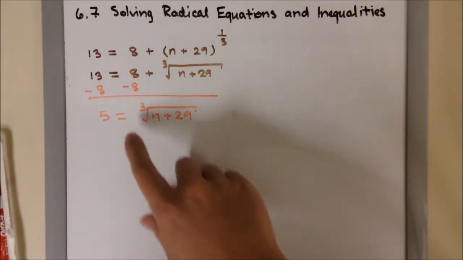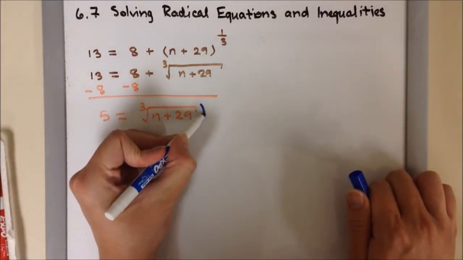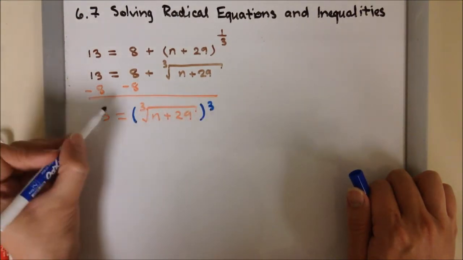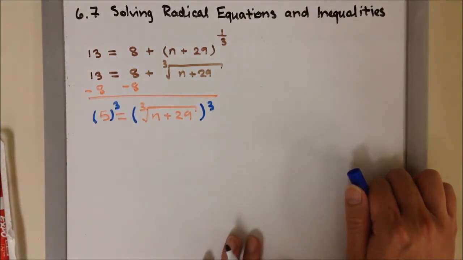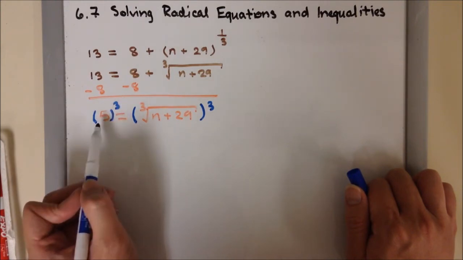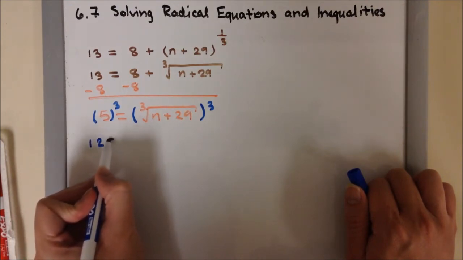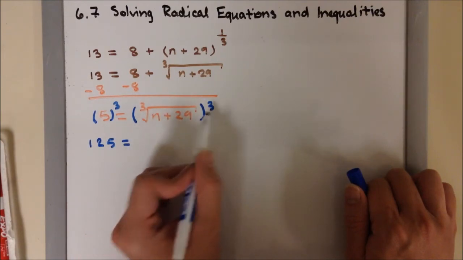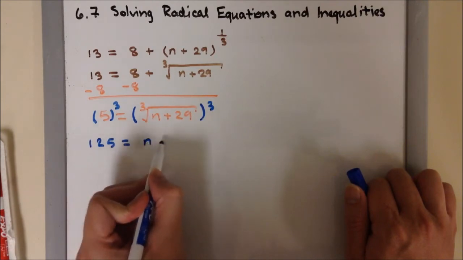Now, in order to get rid of the cube root, I'm going to do the opposite, which is raise it to the third power. Since I raised the right side to the third power, I'm going to do the same thing on the left side, raise the 5 to the third power. So the left side is 5 times 5 times 5, that will be 125. Equal, when I raise the cube root of n plus 29 to the third power, the cube root will disappear, and I'm just going to write the inside, n plus 29.